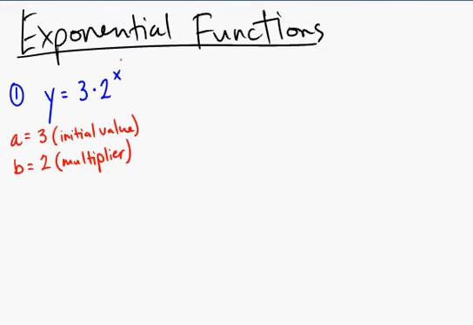So the rule is this. If the b, that's the multiplier, is greater than 1, that's growth, because the b is what you multiply by. If you multiply by something greater than 1, then the thing you're multiplying gets bigger. It starts growing. If you multiply by 1, it stays the same. Multiply by something bigger than 1, it starts getting bigger. All right? So in this case, the b is 2. That's bigger than 1. That's growth.